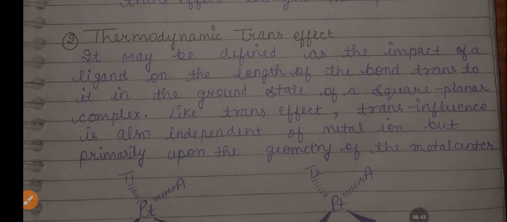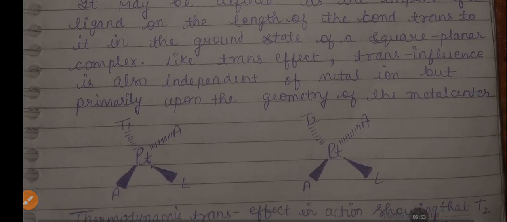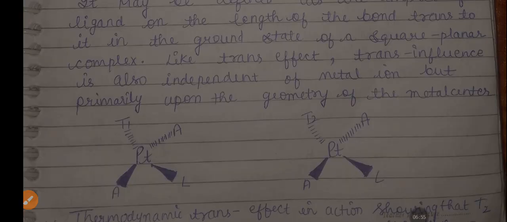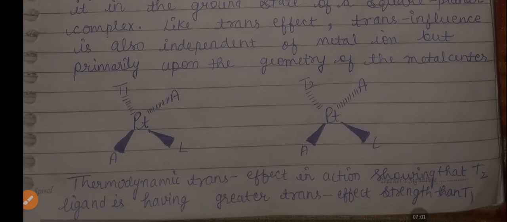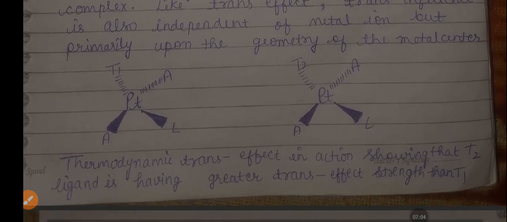Thermodynamic trans effect may be defined as the impact of a ligand on the length of the bond trans to it in the ground state of a square planar complex. Like the trans effect, trans influence is also independent of the metal ion but primarily depends upon the geometry of the metal center.